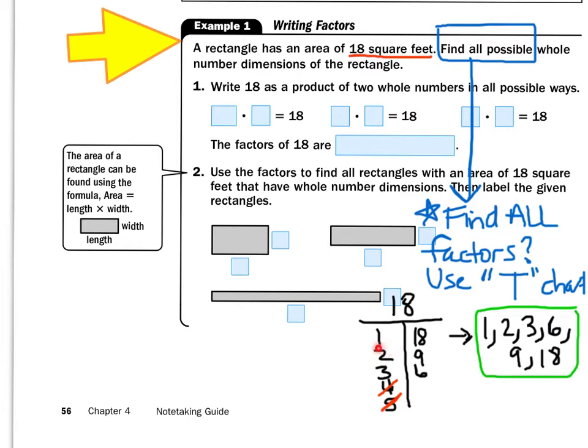And then go to the next number, 2. 2 times 9 gives us 18. And then go to your next number, 3. 3 times 6 gives us 18. And then you should try 4, but we know 4 won't go into 18, so we cross it out.